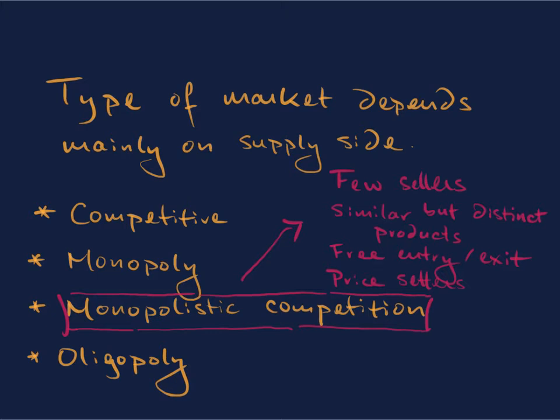Competitive markets and monopolies are two extremes. Competitive market, whole bunch of sellers of a perfectly identical product. Monopoly, exactly one seller of a completely unique product. Most markets are, in fact, somewhere in between. And the next two models that I've mentioned here are markets that are, again, somewhere between competitive and monopoly.